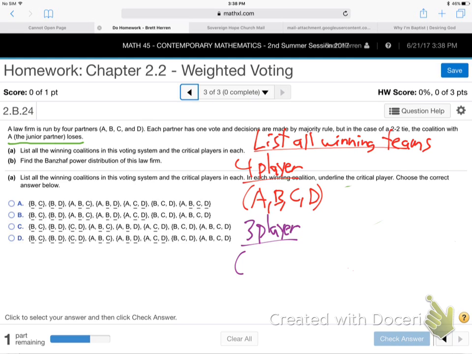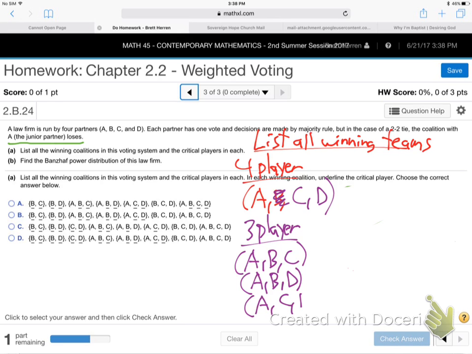So how do you do that? You just drop them out one at a time, right? So like I'll drop out D, so that would be the A, B, C team. And then I'll drop out C, so that will be the A, B, D team. Right? And then I'll drop out B. That'll be the A, C, D team. And then I'll drop out A, and that'll be the B, C, D team.